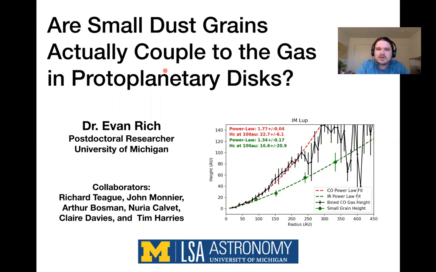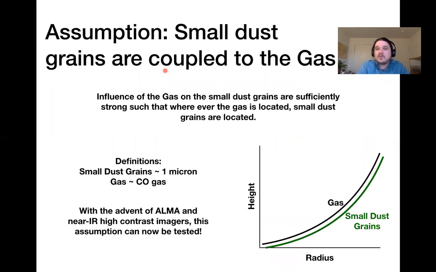And today in my talk, I want to talk about whether small dust grains are actually coupled to the gas in protoplanetary disks. This is an assumption that we commonly make, especially when modeling protoplanetary disks. When I say small dust grains, I really mean around 1 micron or less. And the gas I'm really talking about is the CO gas, in particular the 12CO gas we're going to be measuring.